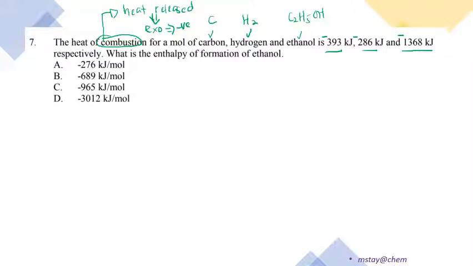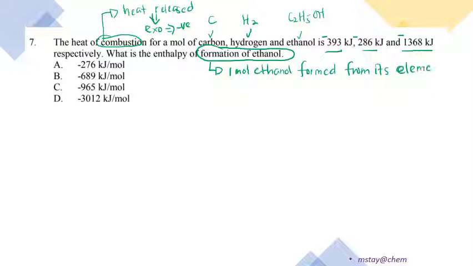Next, what is the enthalpy of formation of ethanol? The definition for the formation of ethanol is 1 mole of ethanol formed from its elements. Okay, so we have already settled trying to understand the question.